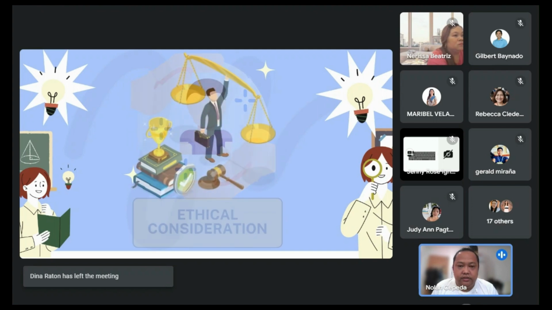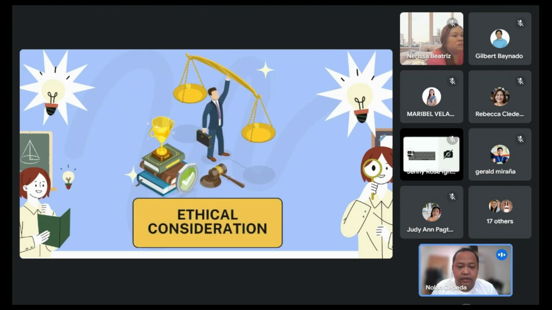The next one is ethical consideration. In research, ethical considerations refer to the guidelines and principles that ensure that the study is conducted responsibly, protecting the rights, dignity, and welfare of the participants, as well as maintaining integrity and honesty in the research process. Ethical considerations are vital for safeguarding participants from harm and ensuring the credibility and trustworthiness of the research.